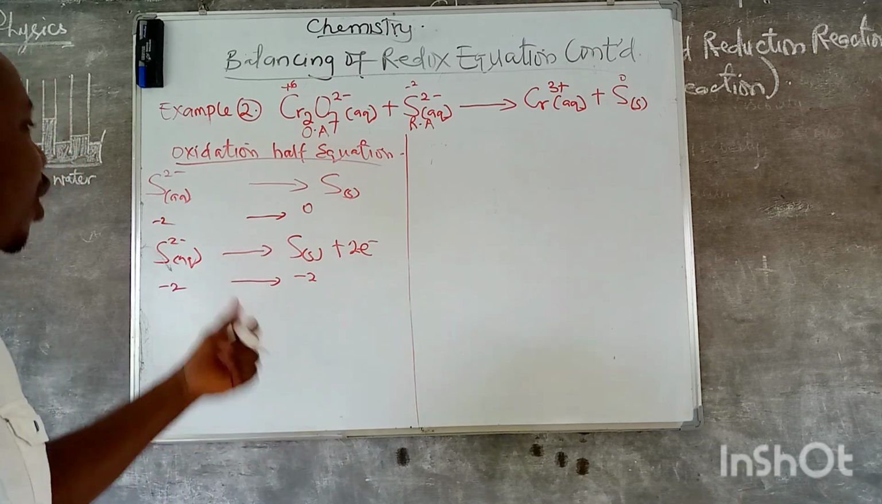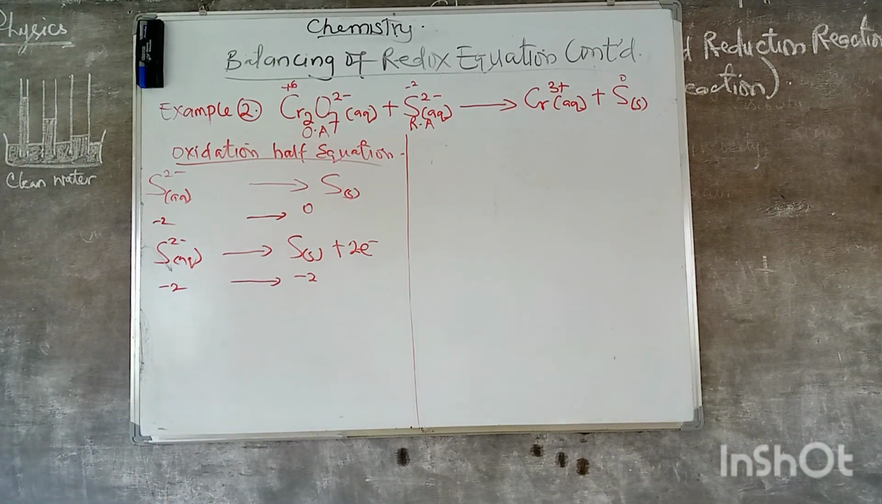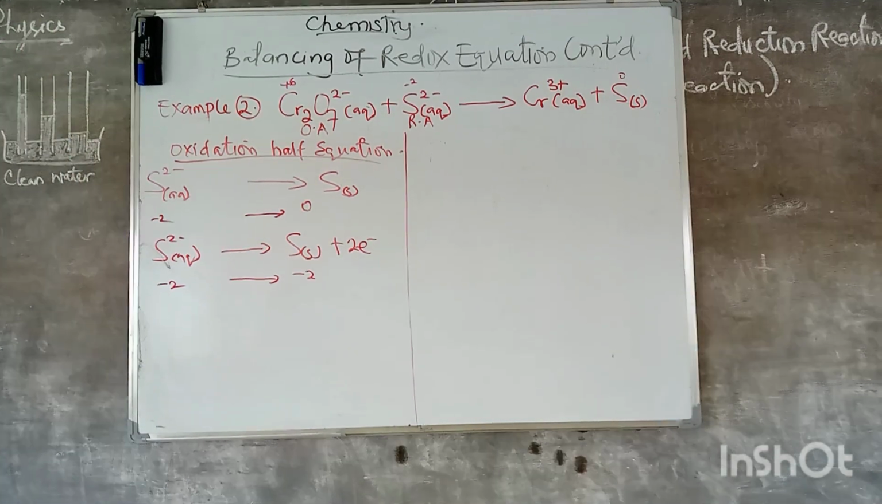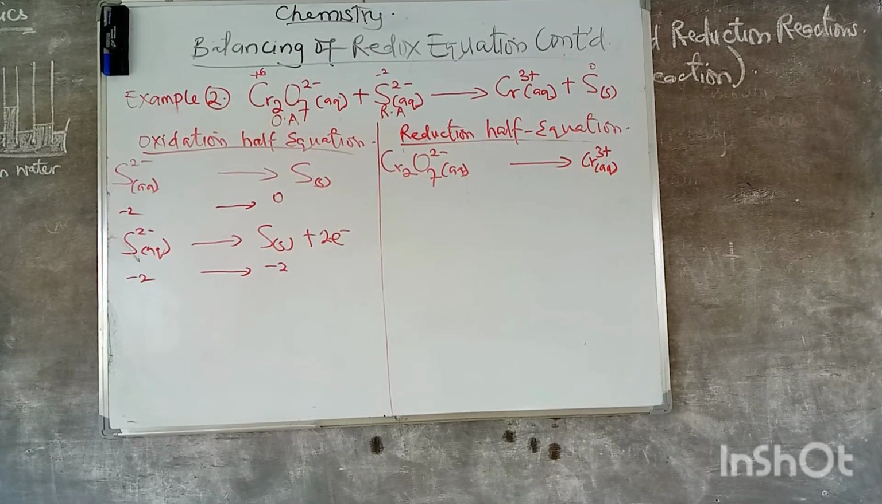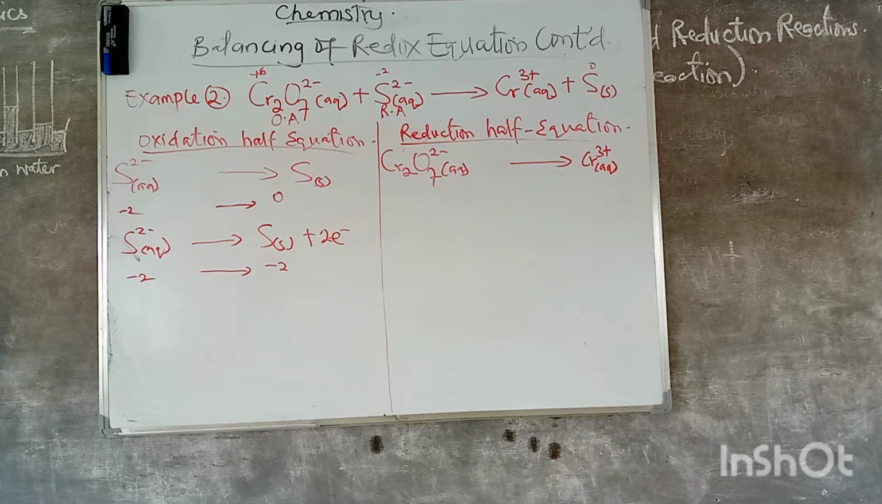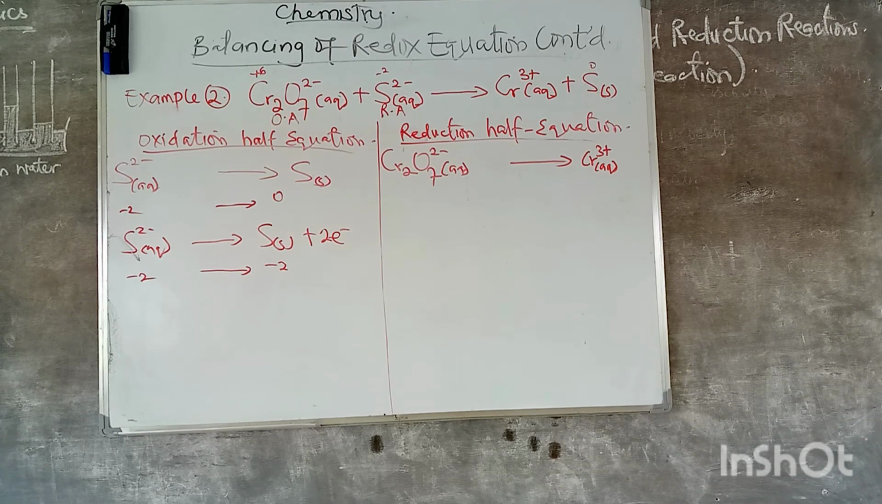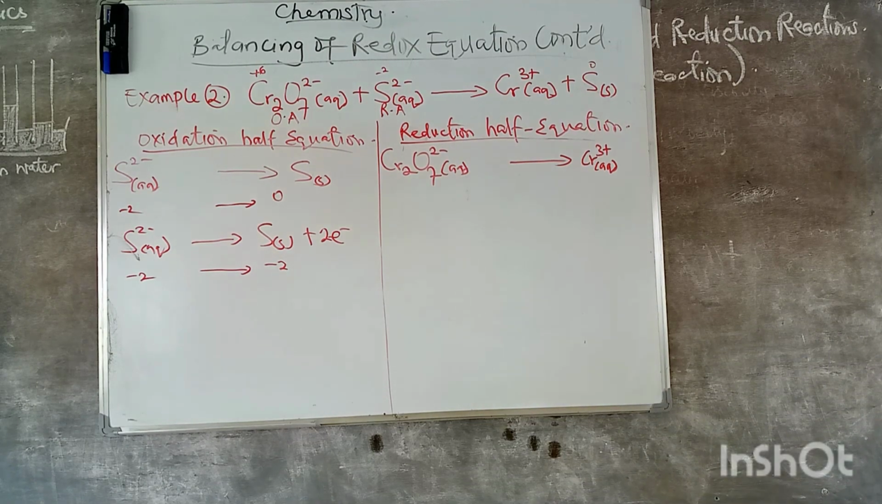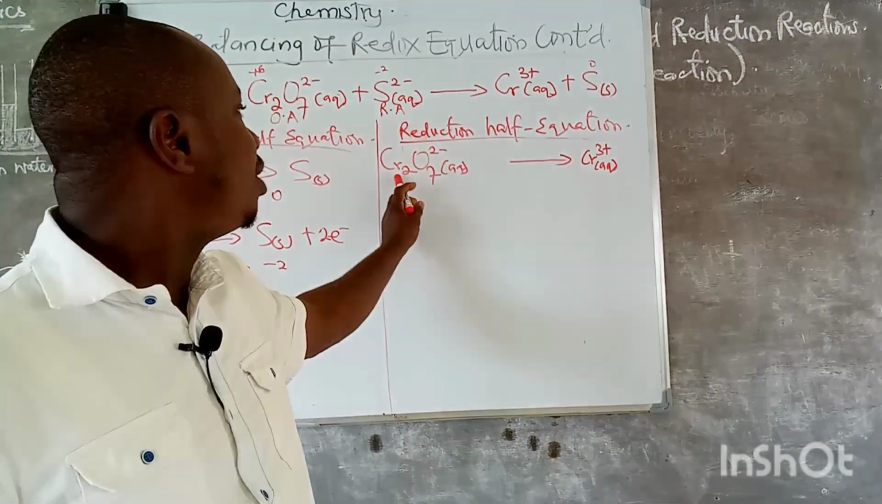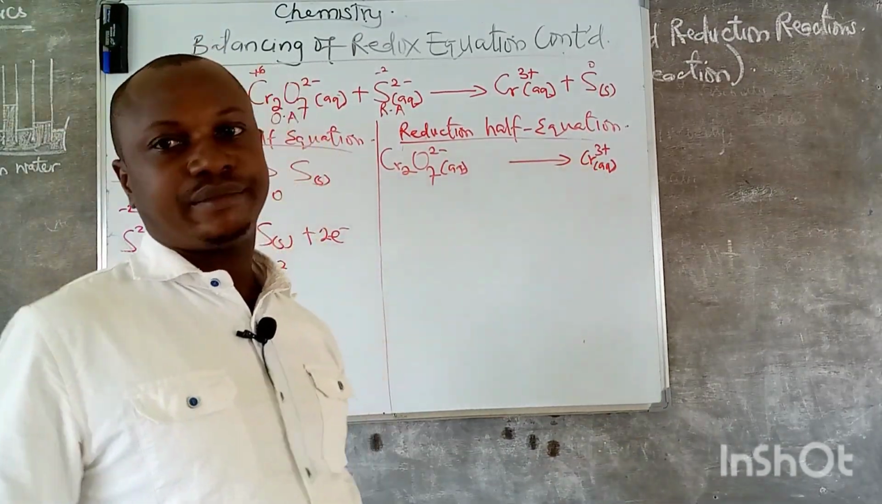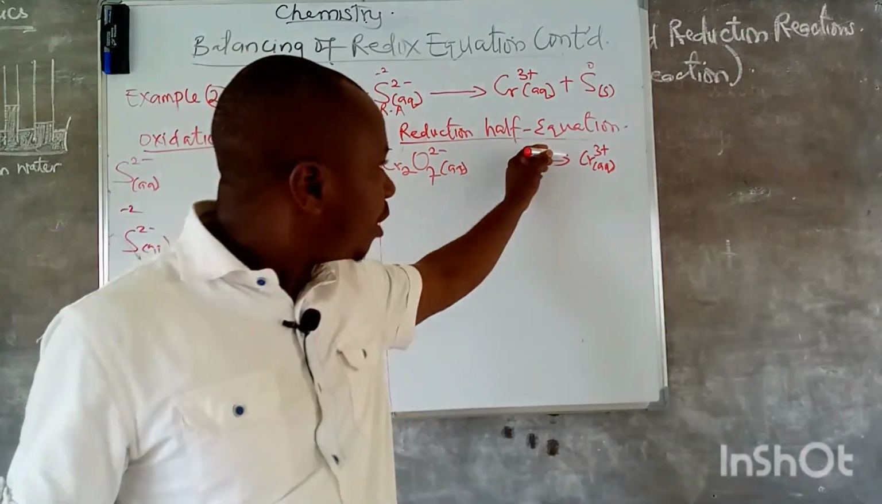Let us now go to reduction half equation. This is the reduction half equation. Pick chromium and chromium. So the first step there is, remember, oxidizing agent is represented in reduction half equation because it is reduced. Let us check first number of atom, whether it is balanced. Chromium is 2 here, but chromium is 1 here. So we are going to add 2 here.